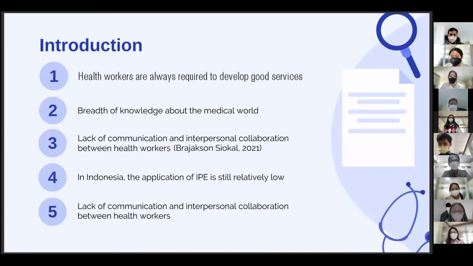Lack of communication and interpersonal collaboration between health workers can certainly harm the patient. In addition, the delay of the flow of diagnosis and the provision of special treatment can also affect the outcome later. In Indonesia, the application of IPE is still relatively low. In a survey, it was noted that the implementation of interpersonal collaboration in Indonesia reached 87% who had not implemented interpersonal collaboration well.